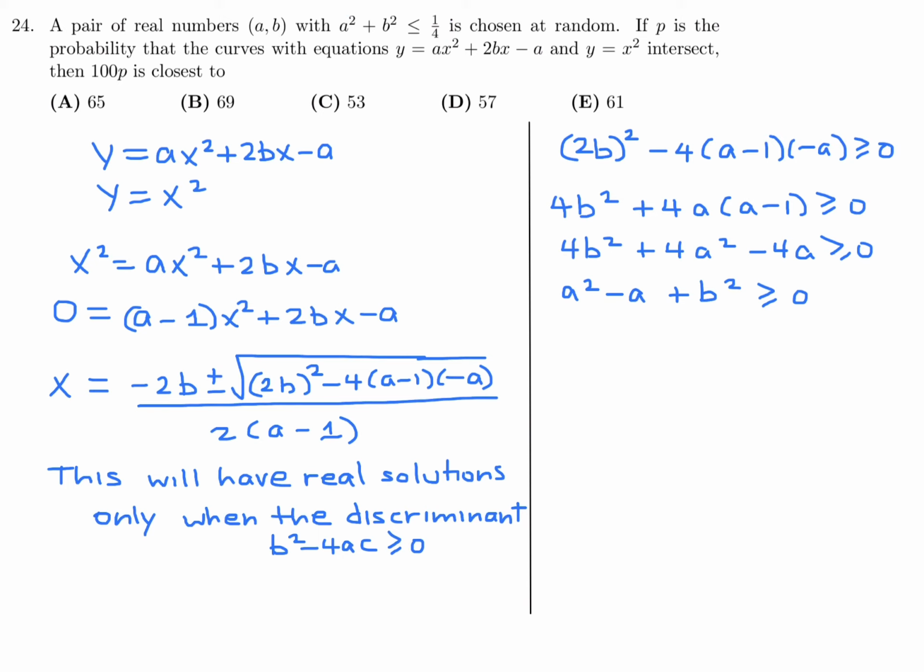It's basically the inside of a circle. So I'm kind of thinking about circles. So let's complete the square. You guys remember how to complete the square.